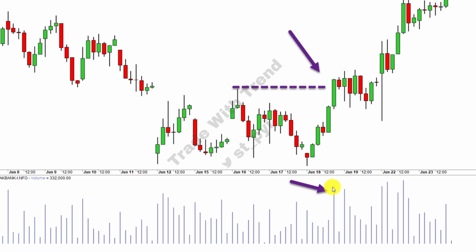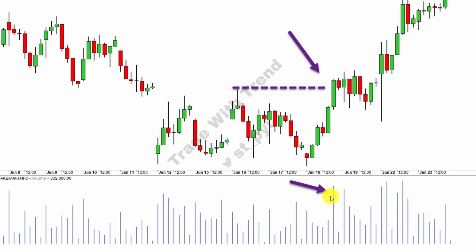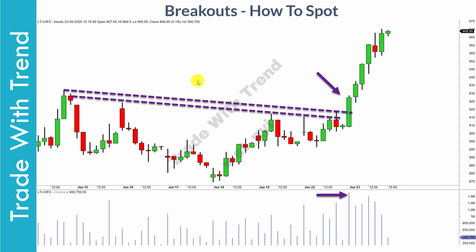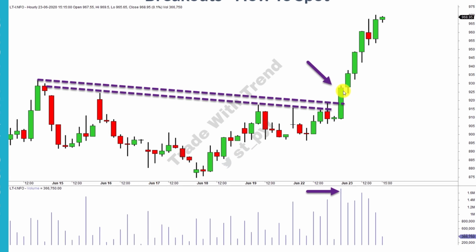Now, when you do relative volume analysis, again, this volume stands out. It is clearly equal to and even greater than the recent volume seen on the chart. So this chart again is of 60-minute time frame. And the breakout happened on, I think, 19th June. So this chart is of 23rd June, that is today.